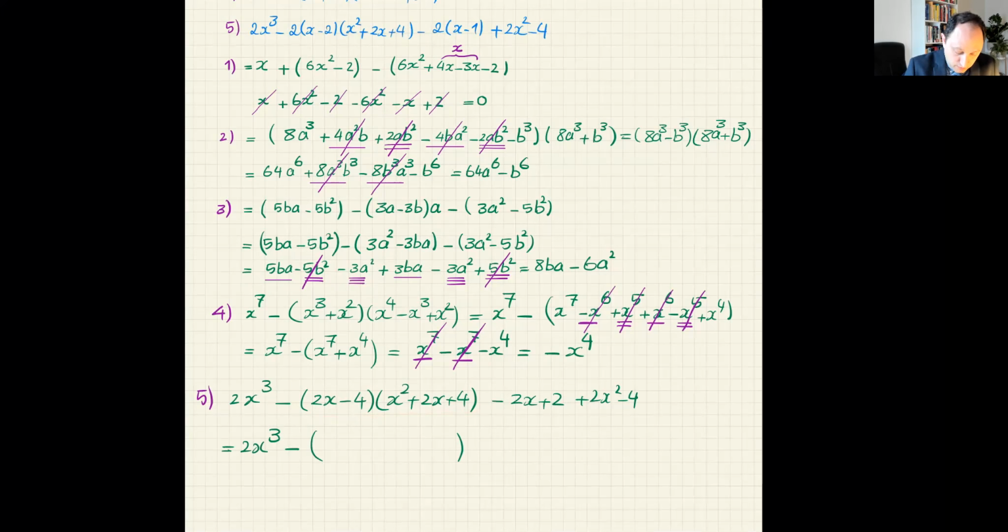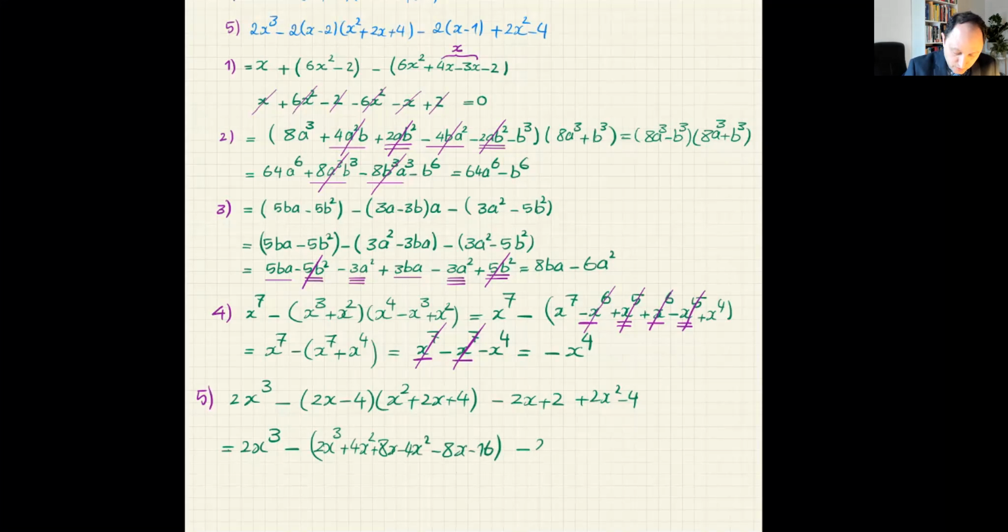Okay, so I will multiply this by that, as usual. So it becomes 2x cubed plus 4x squared plus 8x, and then minus 4x squared minus 8x minus 16.